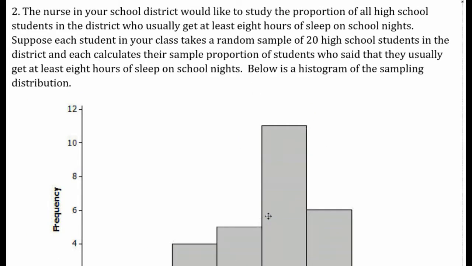Number 2, the nurse in your school district would like to study the proportion of all high school students in the school district who usually get at least 8 hours of sleep on school nights. Suppose each student in your class takes a random sample of 20 high school students in the district and each calculates their sample proportion of students who said that they usually get at least 8 hours of sleep on school nights. Below is a histogram of the sampling distribution.